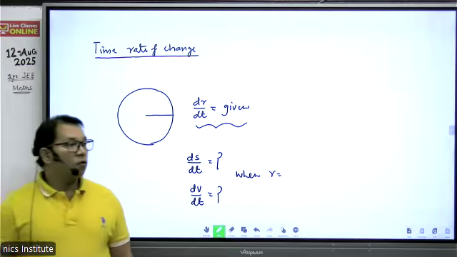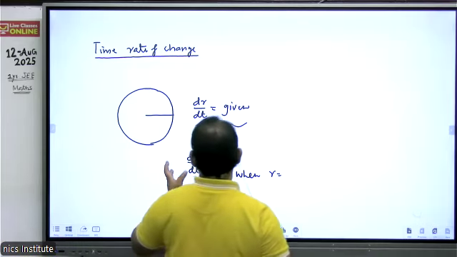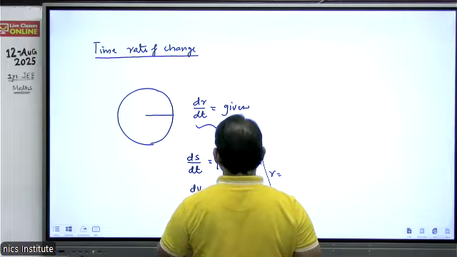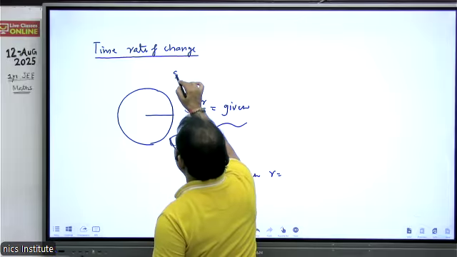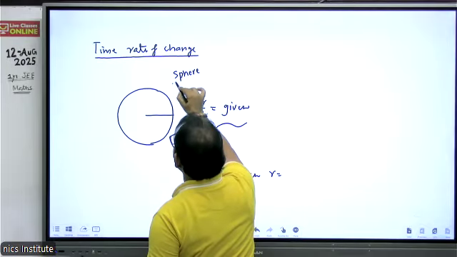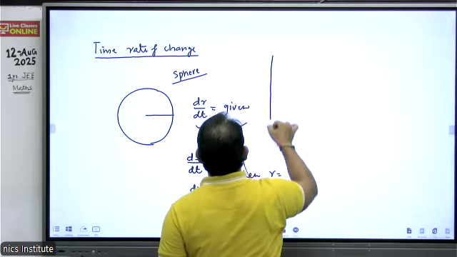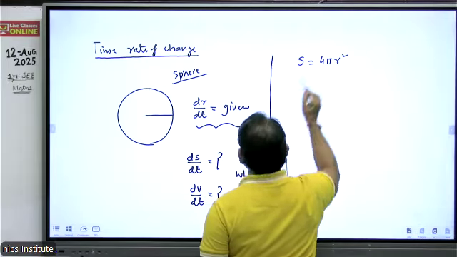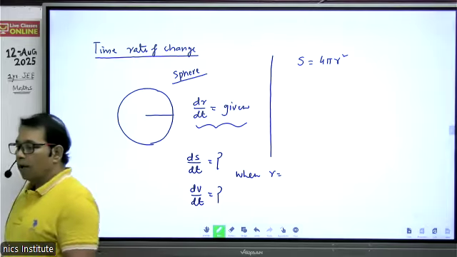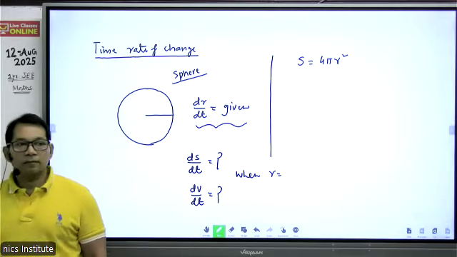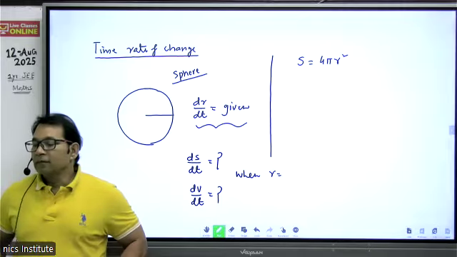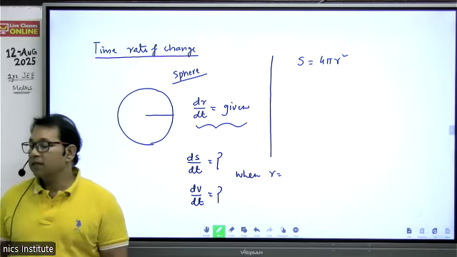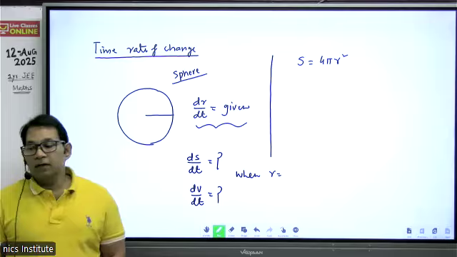So the first thing you have to do is try to correlate. You've been given dr by dt, you've been asked what is dS by dt, and say it's a balloon in the form of a sphere. So the first thing you can do is ask what is the relation between the surface area of a balloon and the radius, which is 4 pi r square. So S is 4 pi r square, and dr by dt has been given to us. Surface area of a sphere is this.